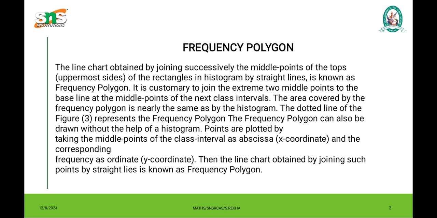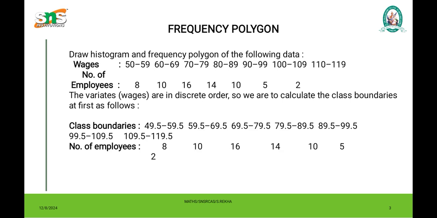The points are plotted with the midpoint of the class interval as the x coordinate and the corresponding frequency as the y coordinate. Then you get a line chart by joining them with straight lines. This is known as a frequency polygon. Let us see how to draw it. Now consider data like 50 to 59, 60 to 69, 70 to 79, and so on. For these we have to draw a histogram and frequency polygon.